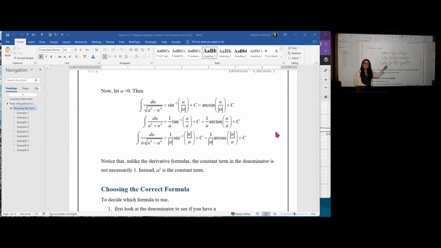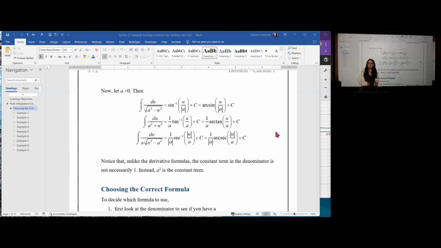And again, we considered a to be positive, and you get 1 over the absolute value of a, or a, times the arcsecant of the absolute value of u divided by a. Now, u will be an expression involving the independent variable, often x, and this absolute value cannot be dropped. All 3 of these are indefinite integrals, so they're good up to the constant plus c.